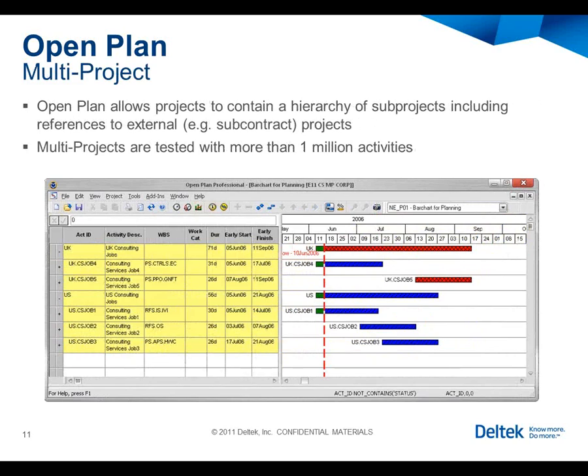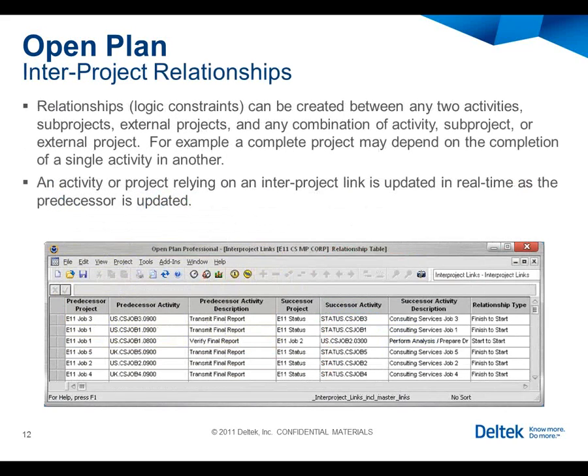Open Plan supports multiple layers of multi-projects, allowing you to create portfolios that span across a given organization within one location, or across multiple locations, rolling up to division or corporate levels. Open Plan supports the creation of inter-project relationships. Inter-project relationships are relationships that are created across multiple individual projects, so that I can show dependencies between those projects while working within a single project.